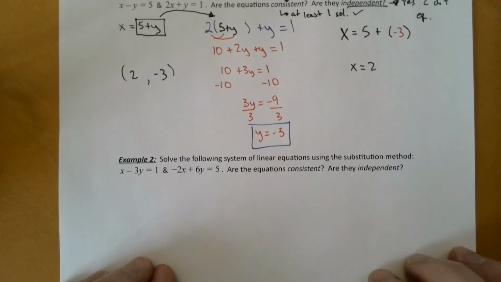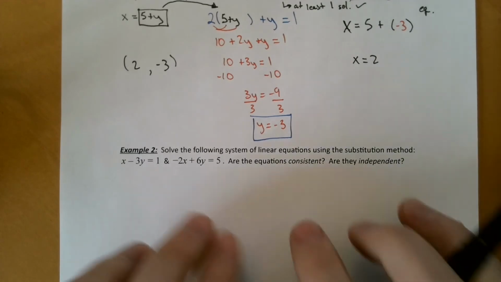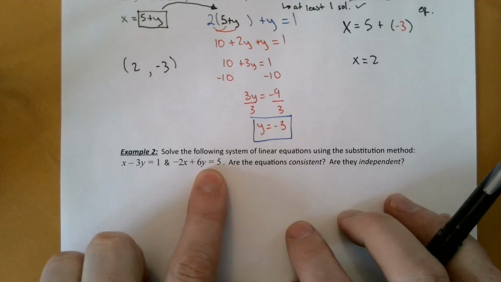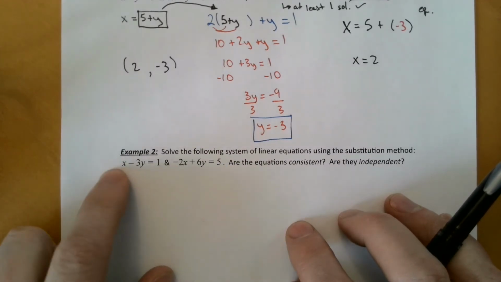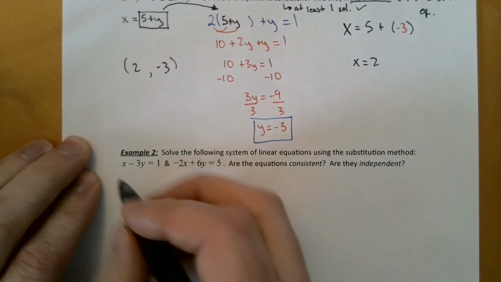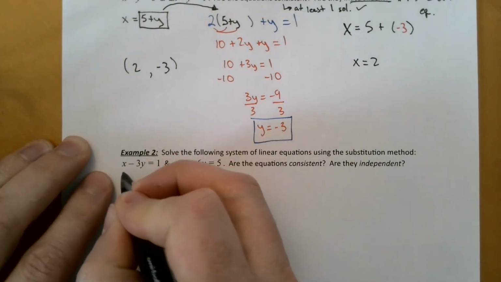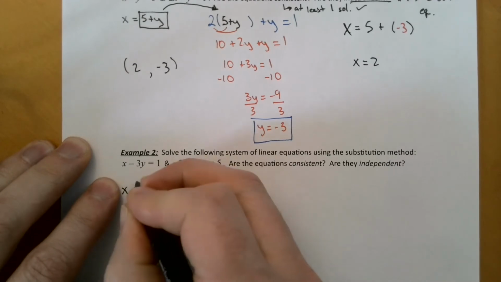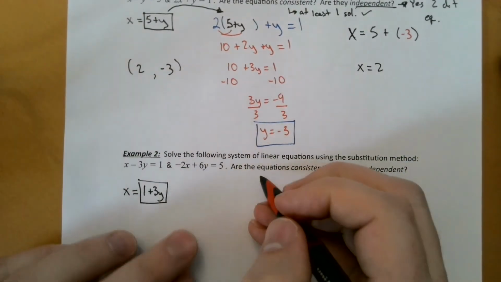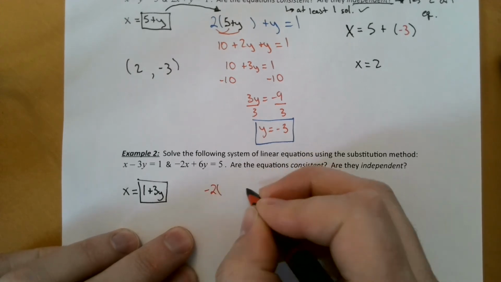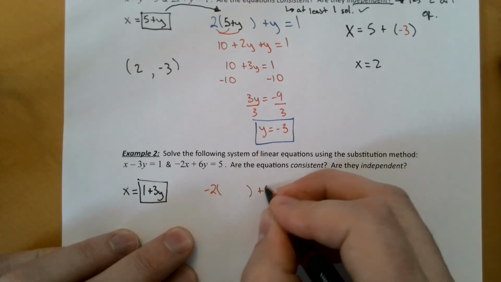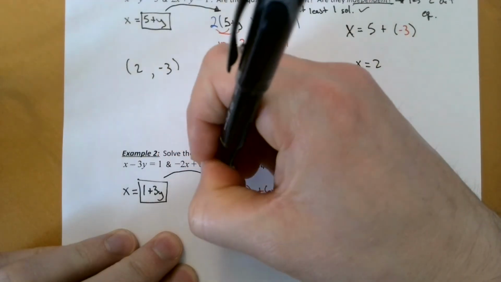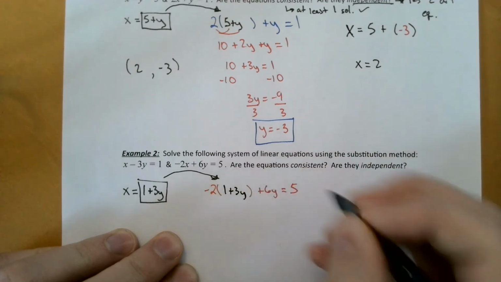Let's do another. My guess is it's not going to be consistent. If you look at this one, I've got a 2 and a 6 as coefficients. I don't like that. I prefer to have a 1 as my coefficient and solve for that variable. So I'm going to again solve for x in the first equation by adding 3y to both sides. This then becomes my expression for x that I'm going to plug into the other equation. So -2 times whatever x is supposedly equal to plus 6y equals 5. Smash that right in there, and then solve away.